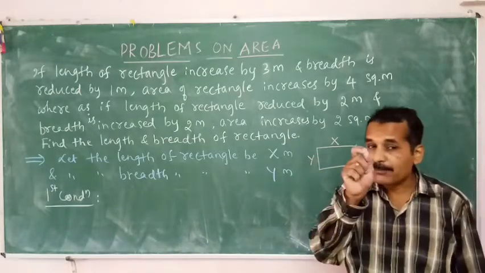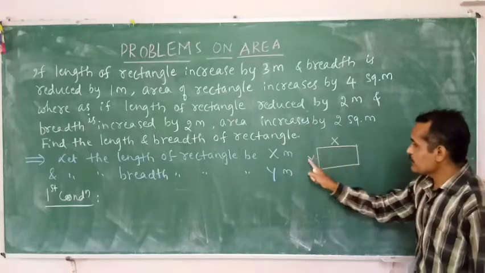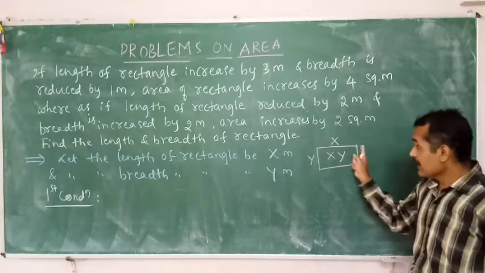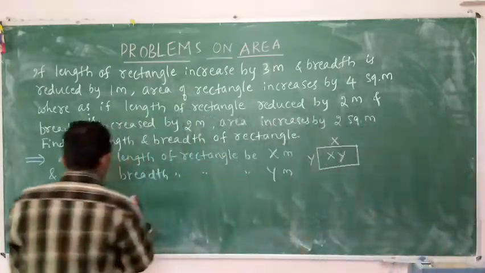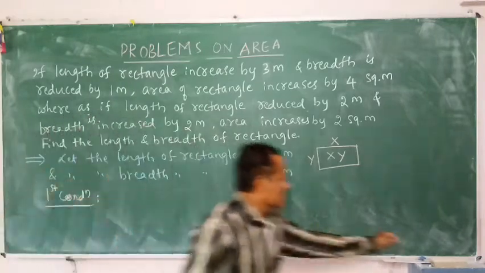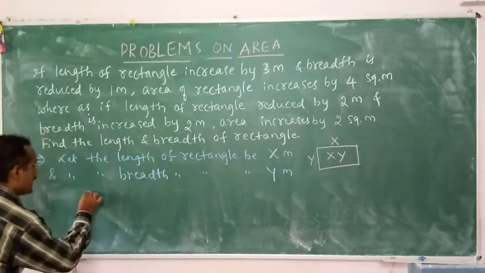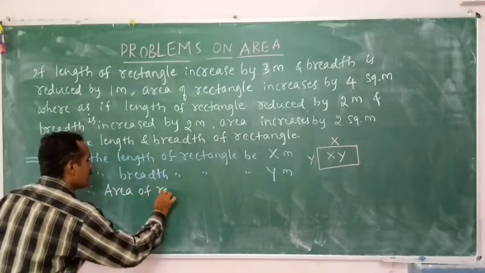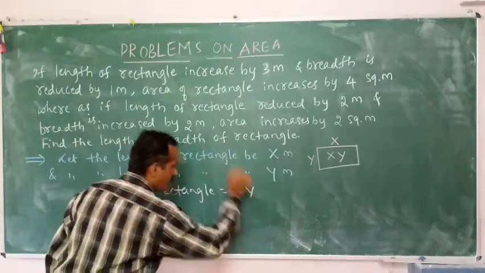And it is very important that I find the area of it. x into y equals xy. This much you have to write. See, this figure helps you a lot. I have forgotten to write here, before the first condition I should write: therefore, area of the rectangle equals x into y.